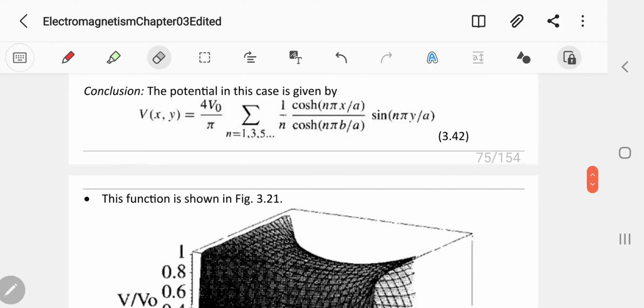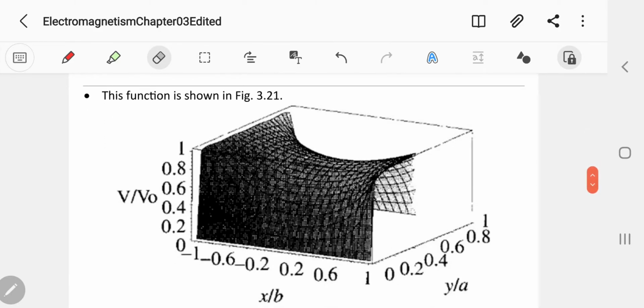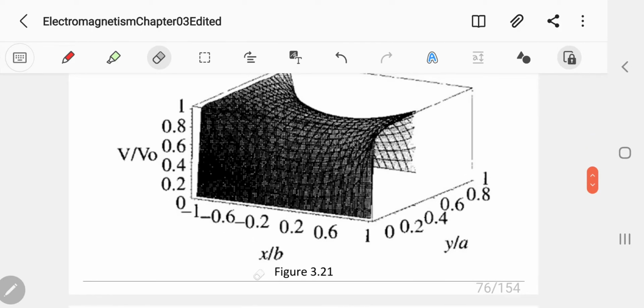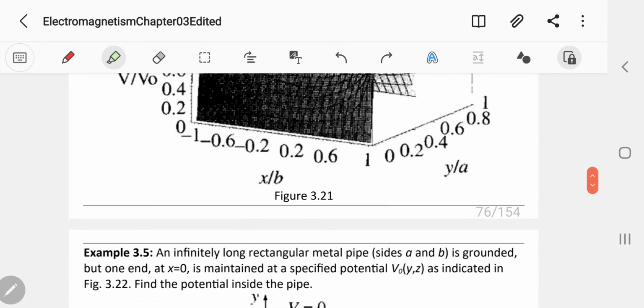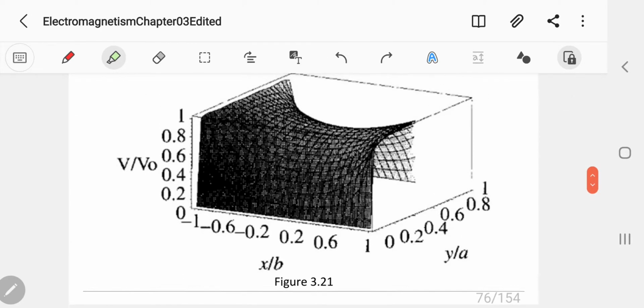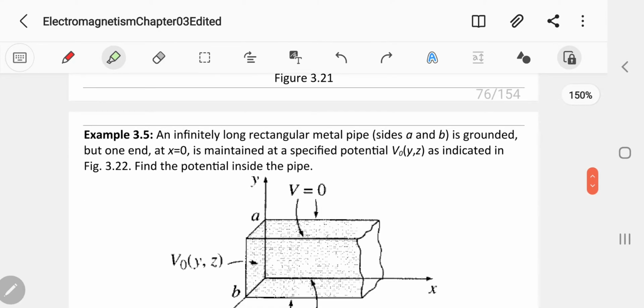And if you plot this potential in the computer, you will see a beautiful three-dimensional plot of V divided by V sub 0. You will have a plot here, and if you want to view it from this side, you can also see this beautifully like this. I think it's in the next example, but let's now look at the next example.